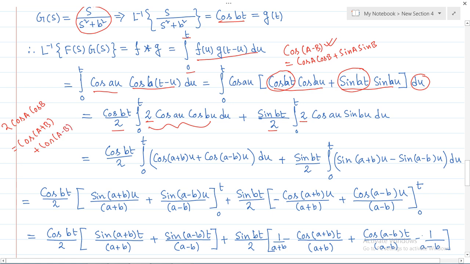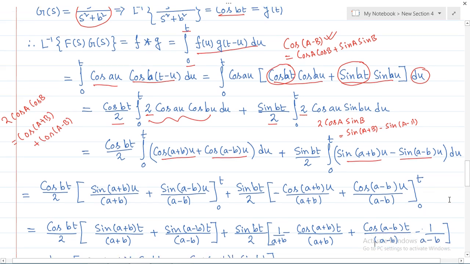Okay, so we are having cos of (A plus B) u, cos of (A minus B) u. Similarly, from this part, we are having 2 cos A sin B. The formula for this is sin of (A plus B) minus sin of (A minus B). So we are having sin of (A plus B) u minus sin of (A minus B) u. So we can now integrate.